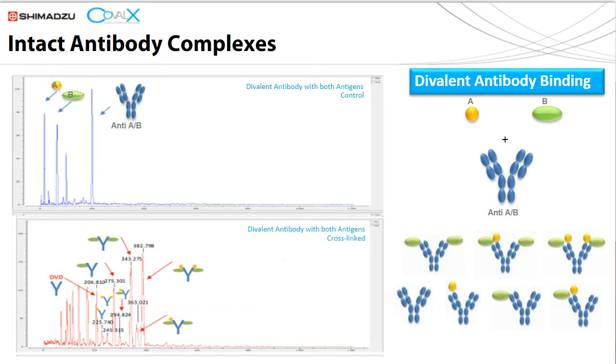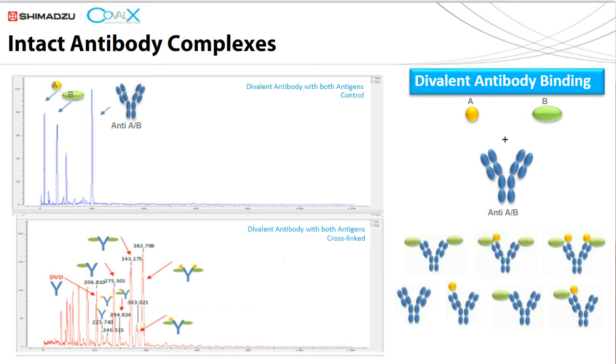This is an example of a little bit more complex antibody. It's actually a DVD, or a divalent antibody. This antibody is engineered to bind 2 different antigens onto each arm of the Fab at the same time. And that's what we were wanting to see if we could detect here. So in the control experiment, we see the 2 different antigens, A and B. I believe they were 18 and 65 kilodaltons, and the monoclonal antibody, in this case at about 200 kilodaltons.